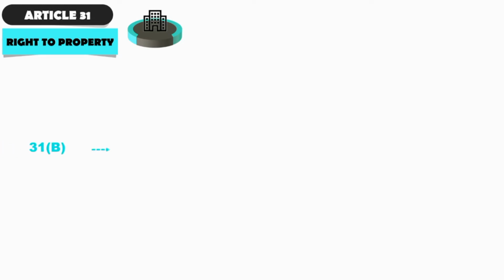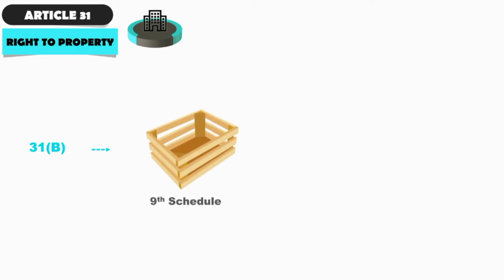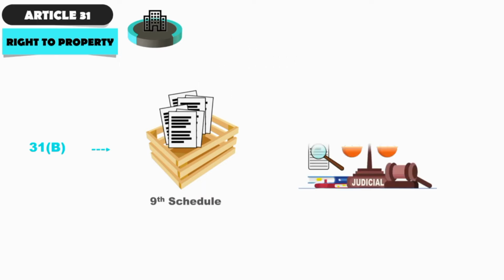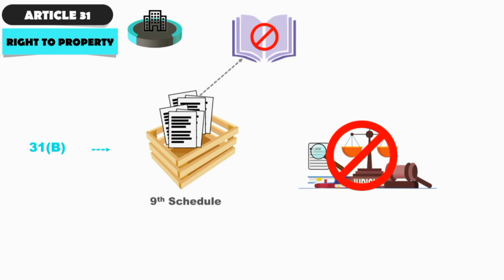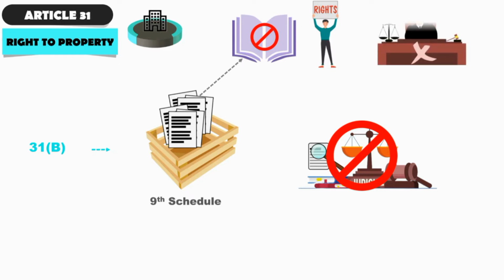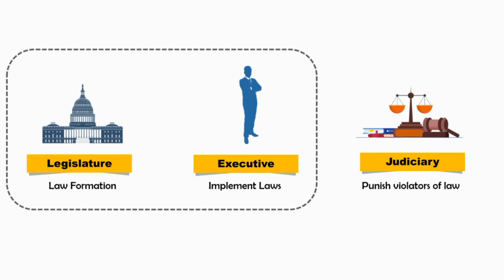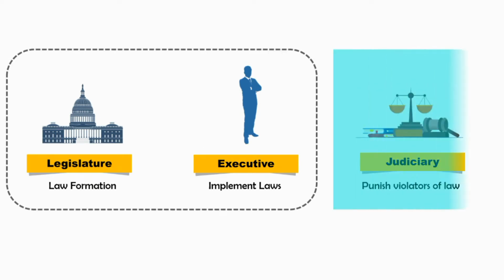Coming back to Clause B of Article 31, in which we just read that if any act, regulation or law is inserted in the 9th Schedule, then it will not come under judicial review, even if that act is unconstitutional and it is infringing any fundamental right. It cannot be judicially reviewed and cannot be challenged in the Supreme Court. So what happened because of this? The law-making authorities and the government got more power than the judiciary.